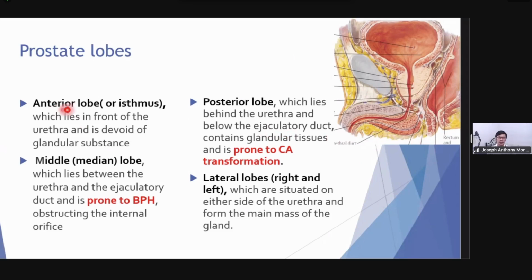Okay? So for the anterior lobe, that's its clinical significance. It's right in front of the urethra, specifically the prostatic portion of the urethra. Okay, so this middle lobe or median lobe has its clinical significance. So take note, important to take note.